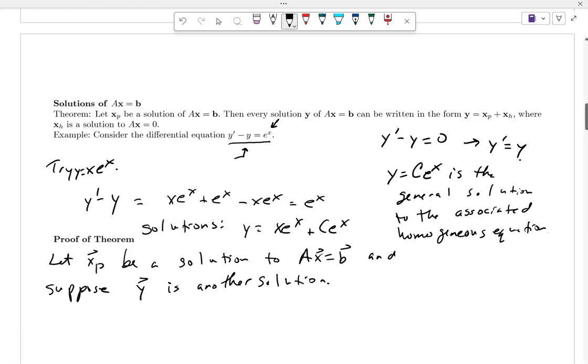So now we have two solutions. They might be identical, but we have two solutions, right? It's entirely possible that I wrote the same solution twice. That's not a problem, okay?